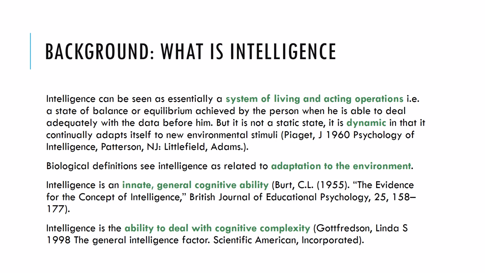So intelligence in this first definition is seen essentially as a system of living and acting operations. So a state of balance and equilibrium when you're able to deal adequately with the data in front of you, but is dynamic rather than static. Other definitions might see this as being related to how you can adapt to the environment. Some see it as an innate general cognitive ability, and some see it as the ability to deal with cognitive complexity.